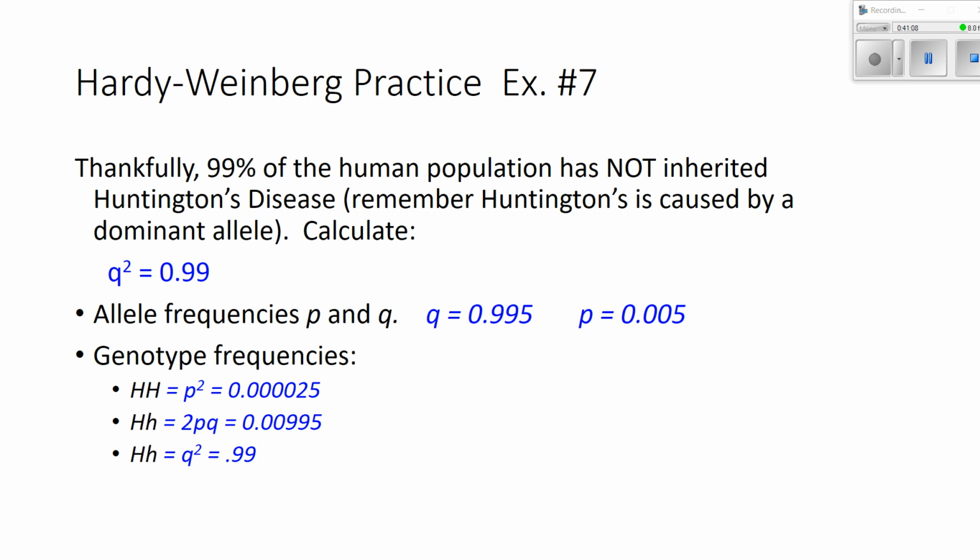So this is a really weird problem. And it gets even weirder, because if you wanted to calculate the frequency of homozygous dominant, you take that 0.005 and square it, and you get this ridiculous number, 0.000025. If you wanted to know the frequency of heterozygous, that's 2 times p times q. So multiply these two numbers times 2, you get this number. And then we already know 99%.